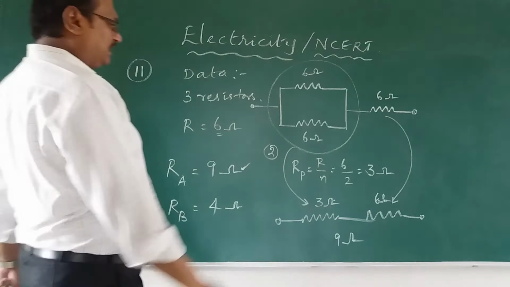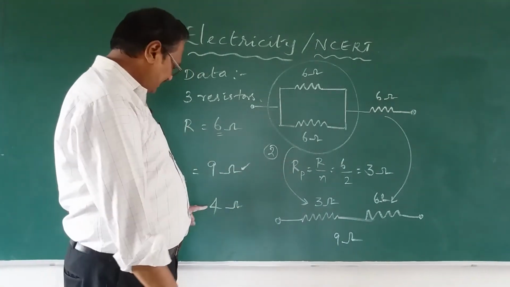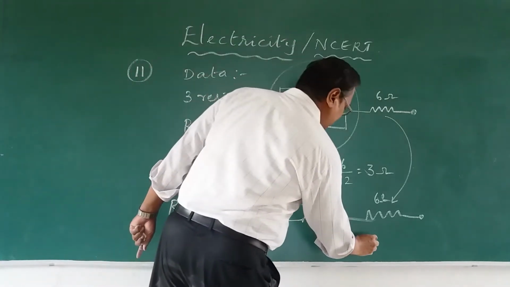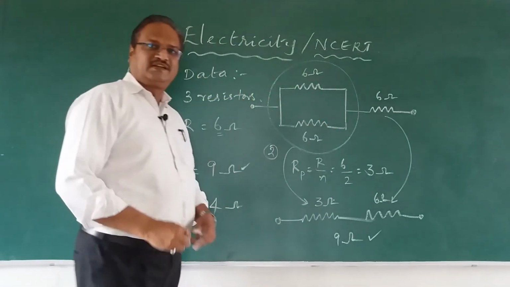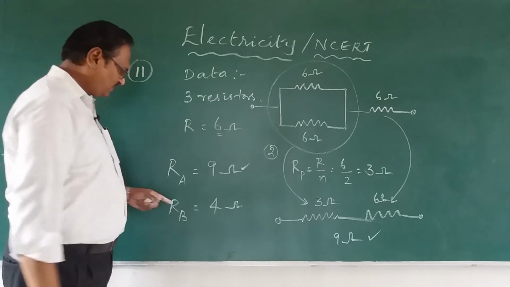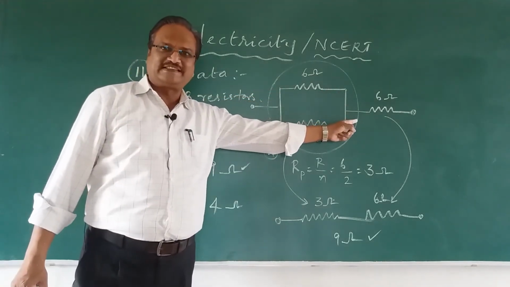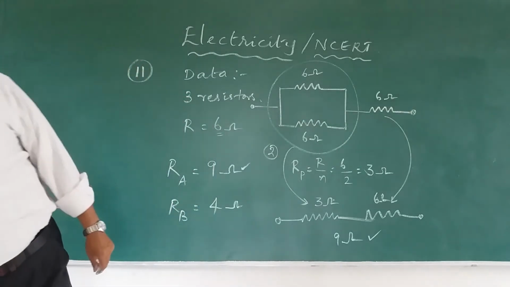Yeah. Now, this is what I have tried. I have done this. One is 9 ohms. I have got this one value. 1 is done. Here 2 in parallel, 1 in series. Now, I am going to try one more method.